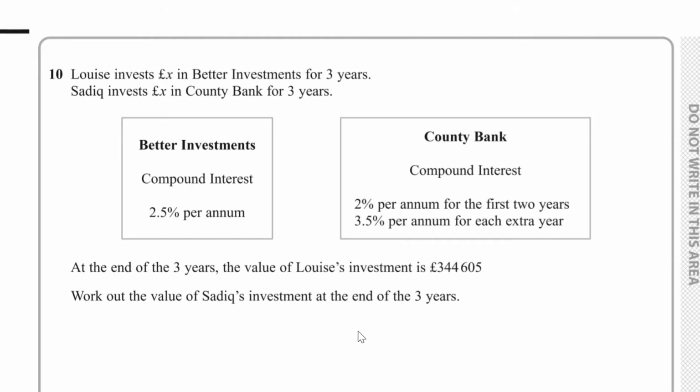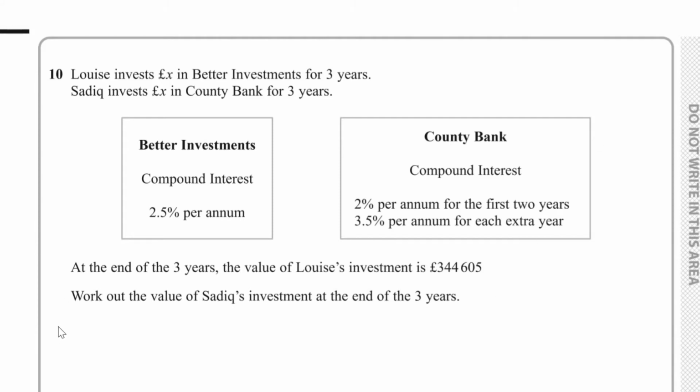Question number 10. Louise invests X pounds in Better Investments for 3 years. Sadiq invests X pounds in County Bank for 3 years. With Better Investments we've got compound interest of 2.5% per annum, and with County Bank we've got compound interest of 2% per annum for the first 2 years and 3.5% per annum for each extra year. At the end of the 3 years, the value of Louise's investment was £344,605. What we have to do is work out the value of Sadiq's investment at the end of 3 years.